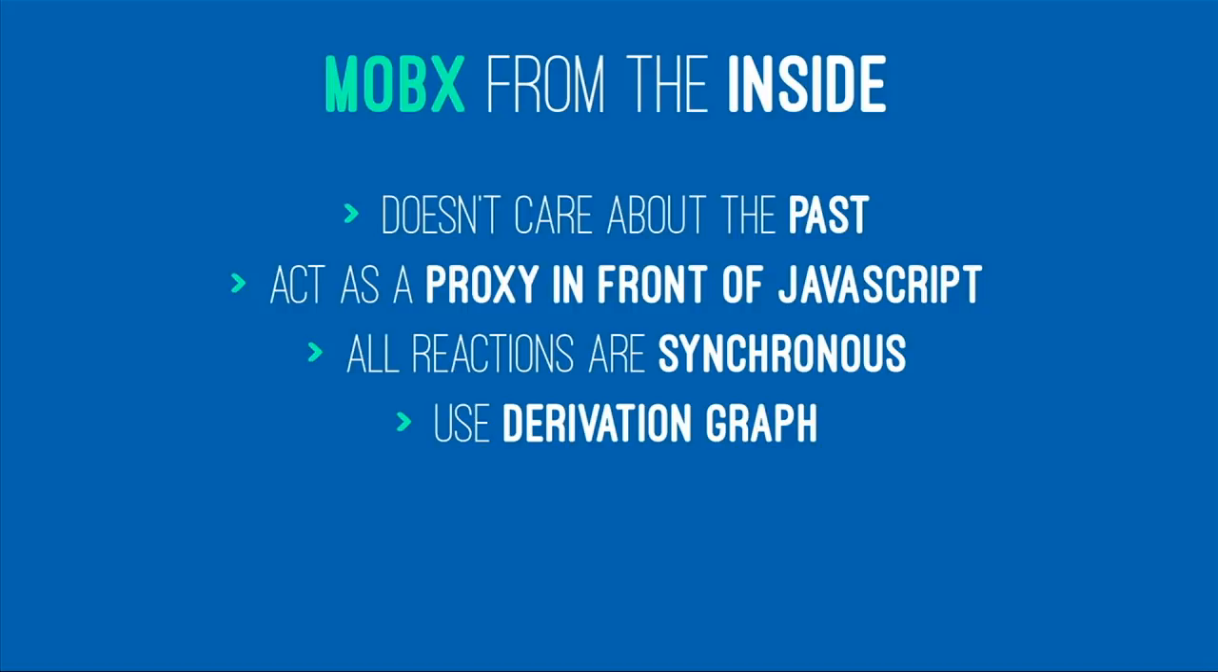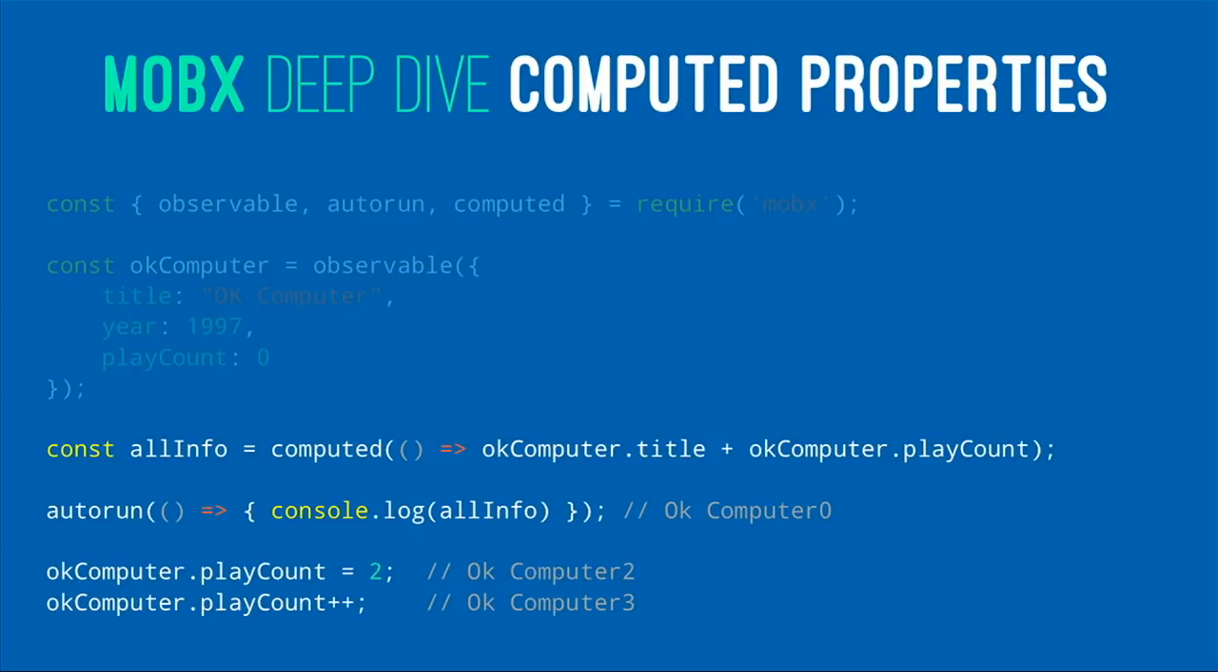And last but not least, I mentioned the derivation graph. In order to talk about the derivation graph, I need to add a little bit of knowledge that I wasn't able to fit into the live coding, which are computed properties. If you know MobX, you know that computed properties play a very important role inside MobX itself.